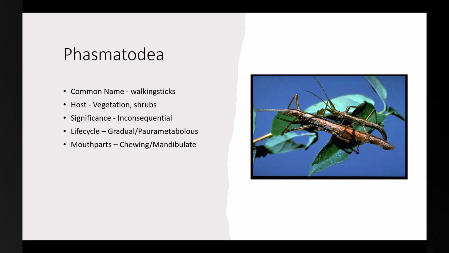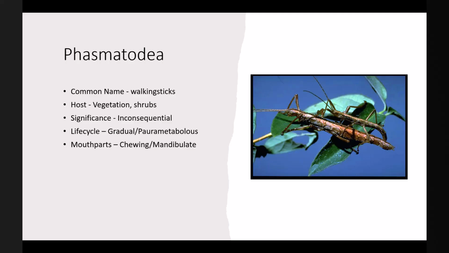Phasmatodea is the first order that we're going to be looking at, and these are the walking sticks. All age groups, juniors, intermediates, and seniors, need to know this insect. There's only one species in this order you need to be aware of, and you just call them walking sticks. Their host is going to be vegetation or shrubs. They're going to be found on that vegetation and shrub trying to blend in. They have chewing mouth parts, but while they're eating that plant material, they're not eating enough of it to be really considered a pest. And so these are considered inconsequential.